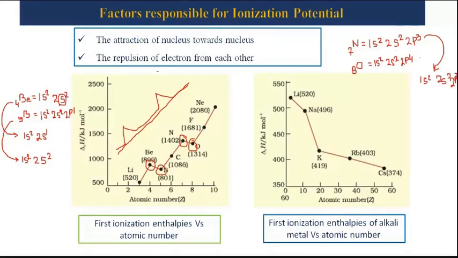Similarly, if you will try to remove one electron from the oxygen, what will be the configuration? The configuration will be 1s2, 2s2 and 2p3. यही होगा. अब चलिए एक नजर डालते हैं.